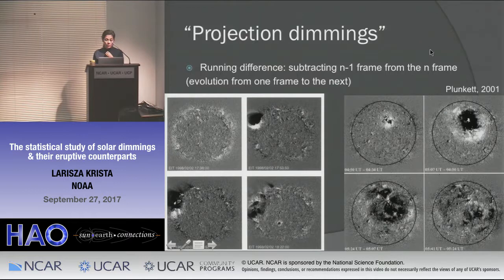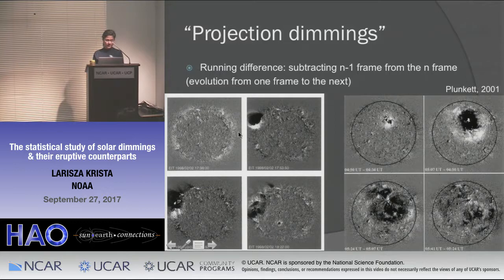Another method is to do running difference images or movies, and here you subtract the frame before the frame that you're looking at. So you're always subtracting the one before. And so this is great for looking at how the intensity evolves over time. And here you see even small changes of intensity. And that's why dimmings in these identification methods look massive, absolutely huge, diffuse. The boundaries are pretty fuzzy. It's hard to say where the dimming ends and where the quiet sun begins.